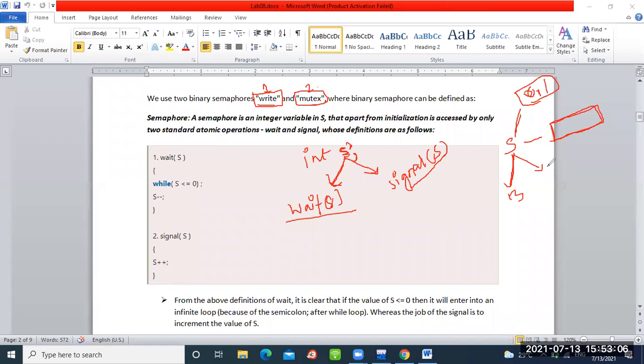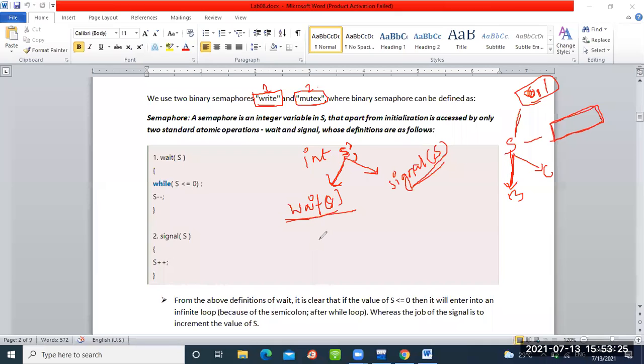There are two types of semaphores: the counting semaphore and the binary semaphore. Okay, if I say this is a binary semaphore, what value is it going to store? It will store only 0 and 1. Now let us understand what the wait function does and what the signal function does.